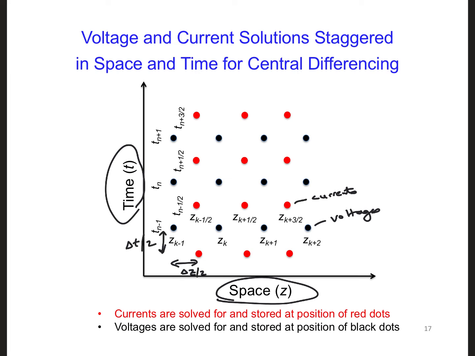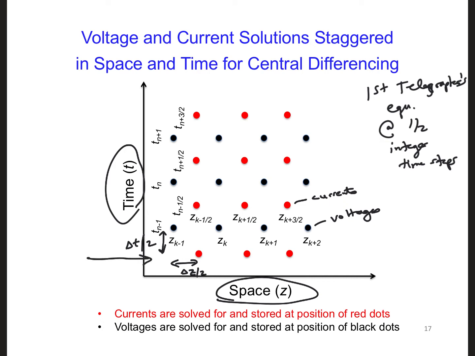So this means if we solve the first telegrapher's equations, so this is the first that was on the previous slide, first telegrapher's equation at half integer time steps. Let's think about how that would work if we solve it at half integer time steps, which is right here, this is delta T over 2. So the currents are solved at half integer time steps.